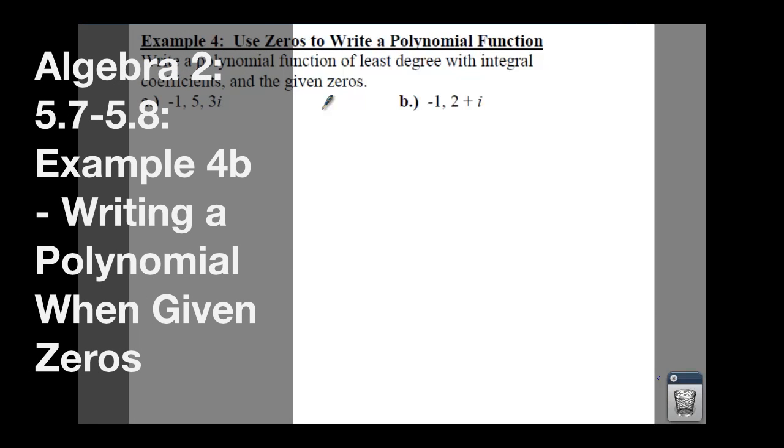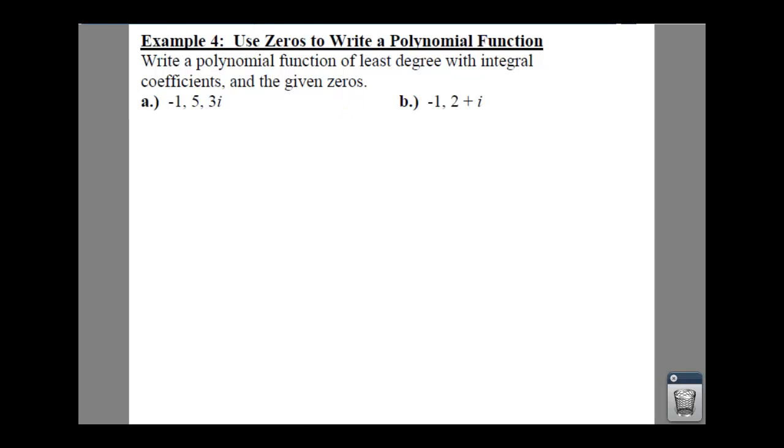Well, example 4b is going to be a little more difficult than 4a. So what you have to do on 4b is, since you are given a -1 and a 2 plus i, or if you have imaginary roots, you always have to have a second, right? They come in pairs. So we also have a 2 minus i. So make sure you write small so you can do all this. So let's go ahead and write out our factors.